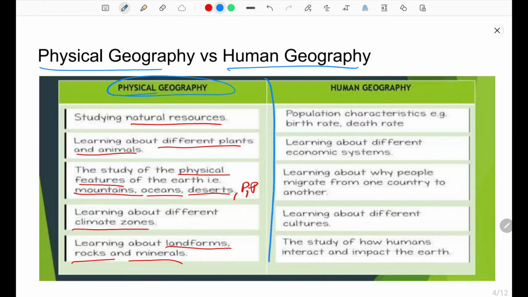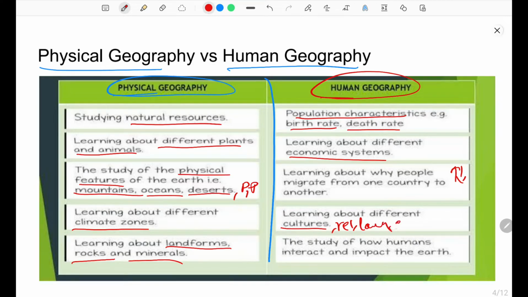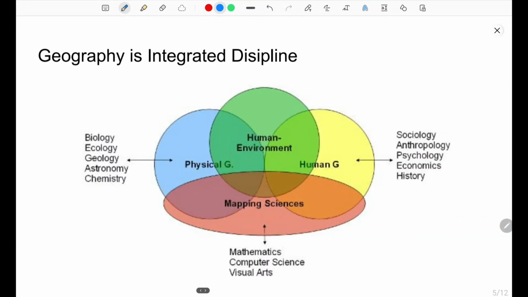Now coming to human geography. Human geography speaks about population characteristics like birth rate, death rate. It speaks about immigration, emigration. It speaks about economic systems, about cultures, religions, languages, etc. It's a study of how humans interact with and impact the earth. This is very important here. Human geography is a study of how humans impact and interact with the earth.